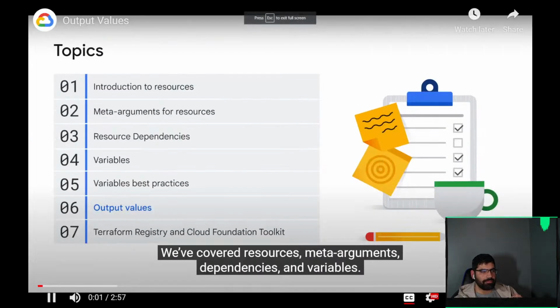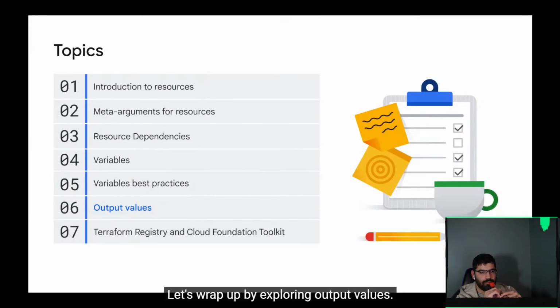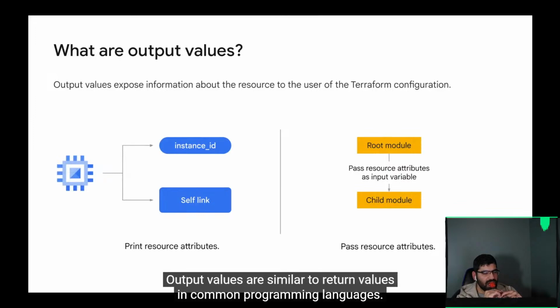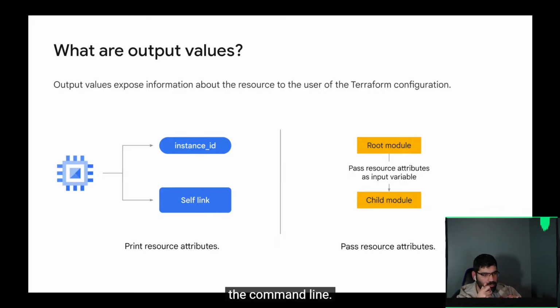We've covered resources, meta arguments, dependencies, and variables. Let's wrap up by exploring output values. Output values are similar to return values in common programming languages. With outputs, you can view information about the infrastructure resources you created on the command line. Output values are used for several purposes.